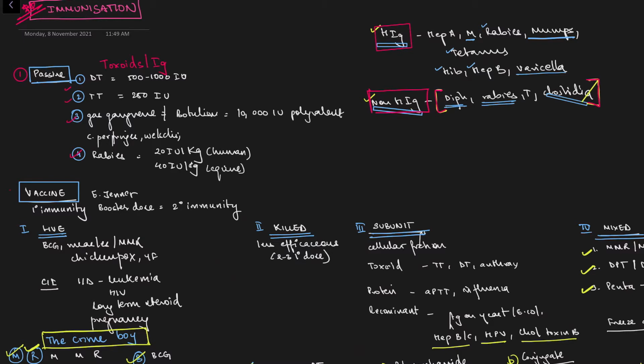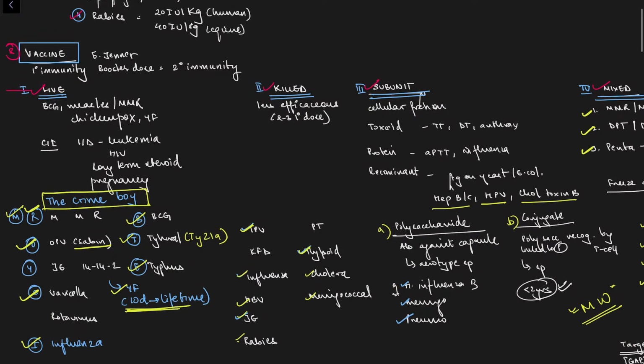Then talking about the types of vaccines, they can either be live vaccines, killed, subunit, and mixed. Right? The mnemonic to remember the live vaccines is CRIME BOY, where T is for typhoid, that is TY21A. C is for chickenpox vaccine, R is for rubella vaccine, I for influenza, M for measles and mumps, E for endemic typhus, B for BCG, O for OPV, that is the Sabin, and Y for yellow fever. Remember that the immunity of yellow fever starts from 10 days and it lasts for lifetime.